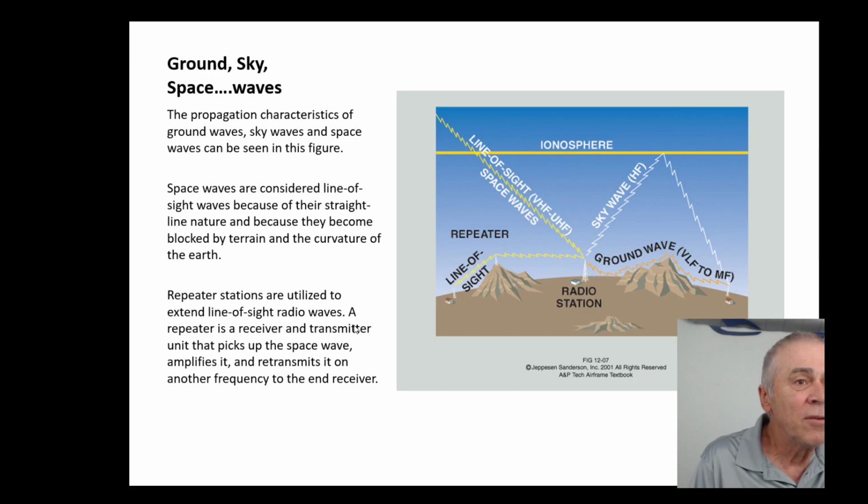All right, you can see the description of a repeater. It's a receiver and a transmitter unit. It picks up the space wave, amplifies it, and retransmits it on another frequency to the end receiver. And distances also. I sometimes will use the analogy of communicating with Orlando, and there would be a repeater at Yeehaw Junction, if your reference is South Florida.